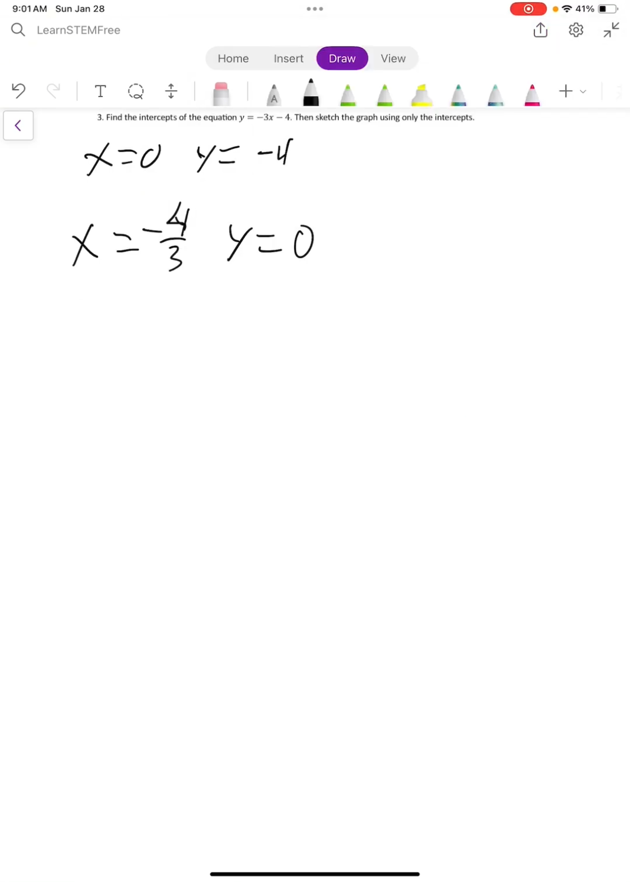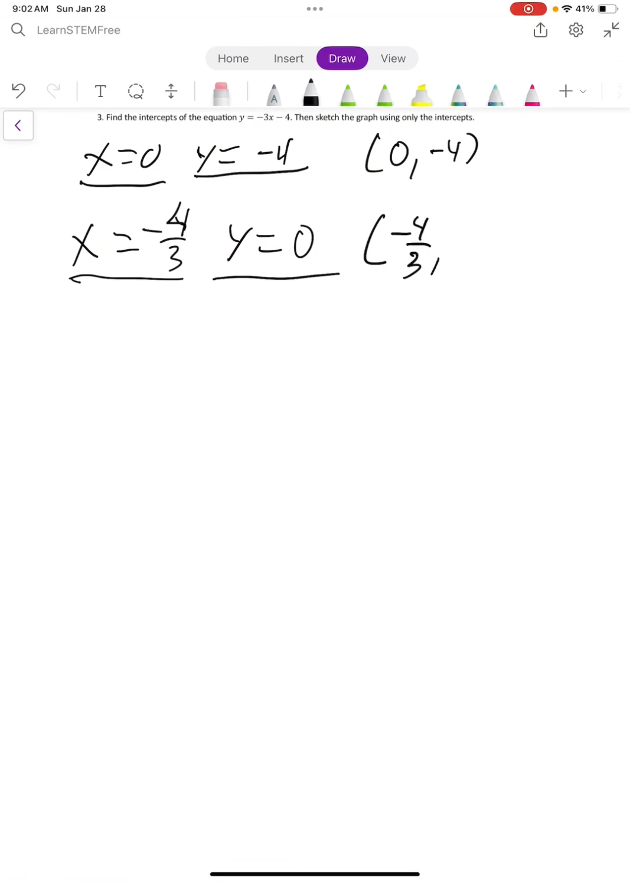So for the second part of this question, it says then sketch the graph using only the intercepts. So we have the y-intercept value, y equals negative 4, but notice that we plugged in an x value of 0. So what we can do is write this as an ordered pair, and so the x value is 0, and the y value is what we got for the y-intercept, which is negative 4. And here for our x-intercept, we got a value of negative 4 over 3. And then to get that value, we plugged in a value of y equals 0. So what we can say is the x value is going to be negative 4 over 3, and the y value is going to be 0.